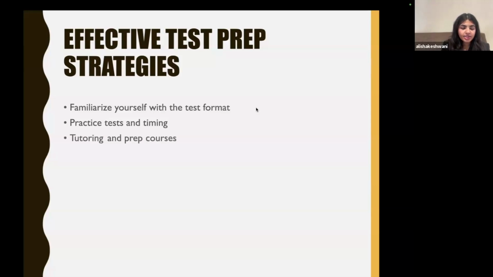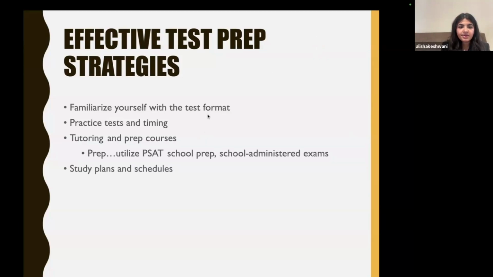There are tutoring and prep courses available. And then there's also the PSAT that can often act as a bit of a prep test for the SAT. Most schools also offer school administered exams, which are helpful practice resources.